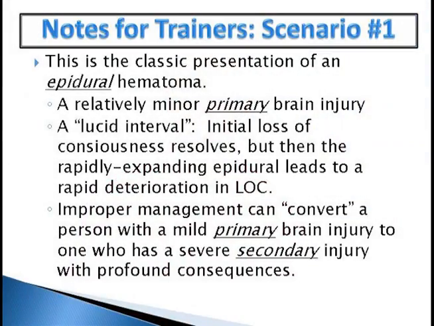So we described this as the classic epidural. We talked about that: a relatively minor primary brain injury, a lucid interval, and then the secondary brain injury is really what we're trying to prevent. If you mismanage this person, we can convert what otherwise would be a trivial primary brain injury into potentially the rest of their lifetime. When this guy's 60, his 80-year-old parents are still taking care of him. That's the way to think about it. This is EPIC group number 1 that we think we can really help, and that's why the scenario looks like that.